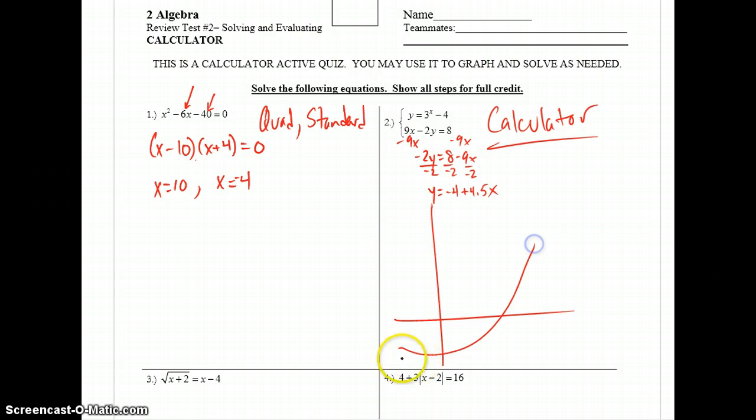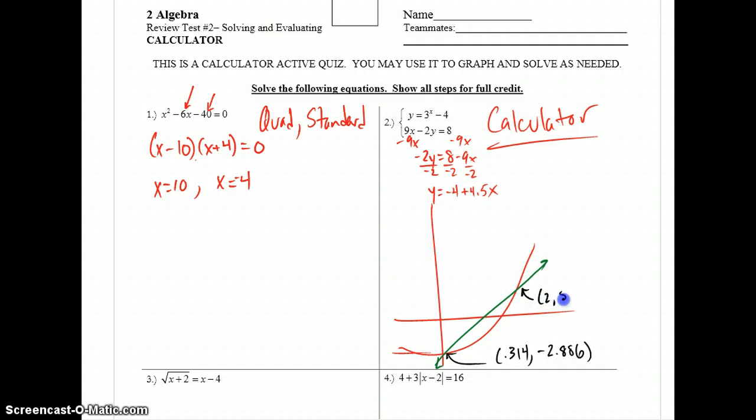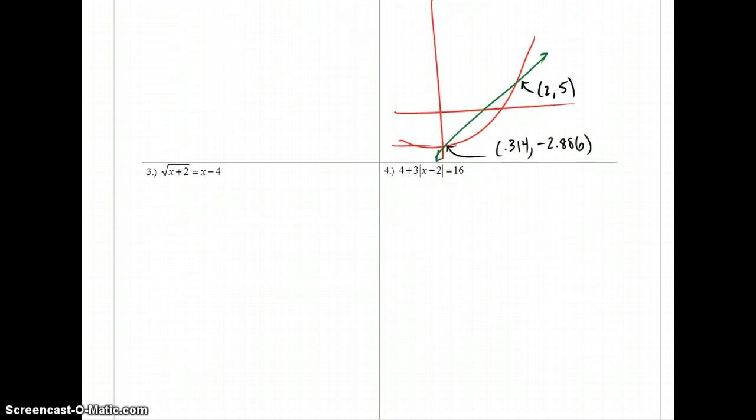I've got my graph for the exponential, and my line looks something like that. The point here where they cross was 0.314 and -2.886. Same thing for the second point. Second, calc, go down to intersect, enter, move the cursor until it's where they cross again, enter, enter, enter, and this point is at 2, 5. Those are the points where the lines cross. Those are our solutions, and that is our answer.